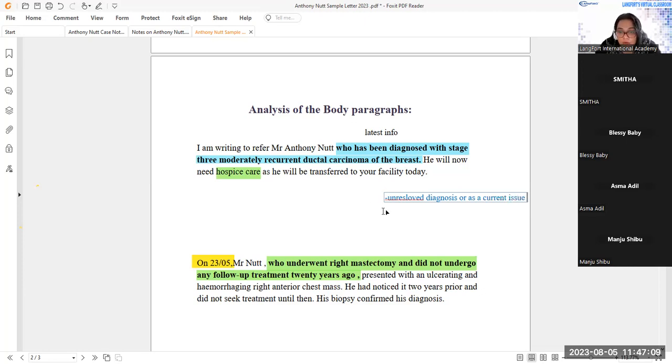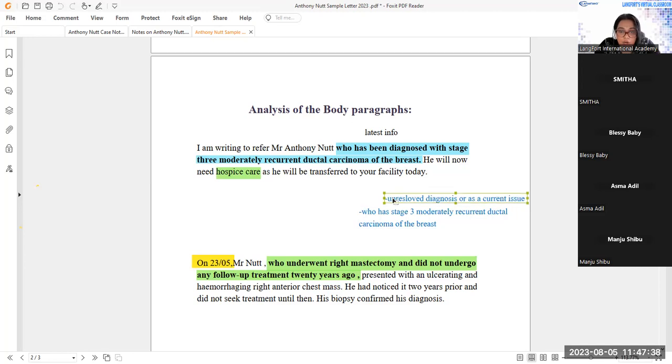Instead of who has been diagnosed, I can say who has stage 3 moderately recurrent ductal carcinoma of the breast. I can say that. Now, then: he will now need hospice care.